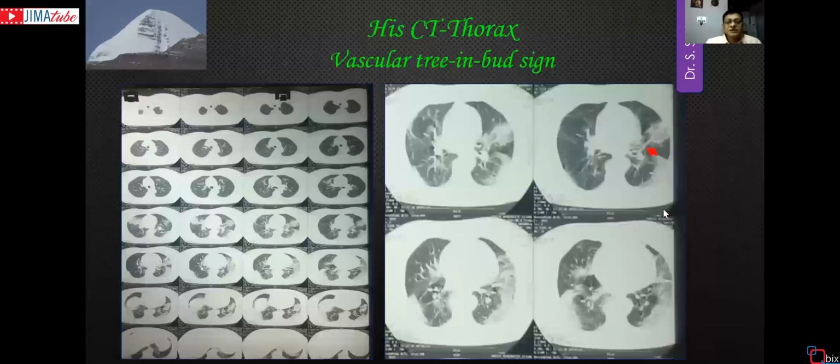In this patient, the CT. Now, on CT, the common finding is peripheral ground glass and consolidation. The difference between ground glass and consolidation: in case of consolidation, you cannot see the underlying structure, but in case of ground glass, you can see the underlying structure like that. But more important than that is the vascular tree in bud sign, the tree within this ground glass opacity, and that is more specific for COVID infections. Another specific sign for COVID infection is the bullseye sign.